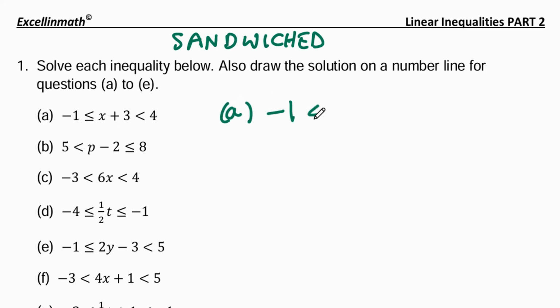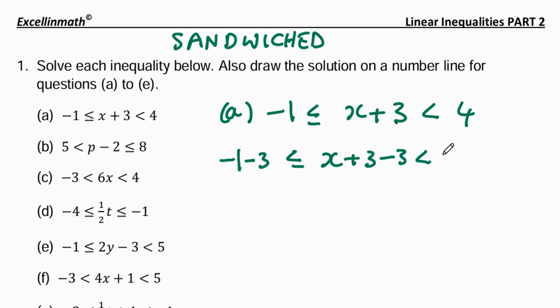So let's look at A. Just like with linear equations, we always first get rid of what we're adding or subtracting. In this case, we are adding 3 to x, and we want to get rid of this 3 here. So we subtract through by 3. So minus 1 minus 3, then x plus 3 minus 3, and 4 minus 3. Now we can see that these 3's will cancel, and we've managed to isolate x in the middle. Negative 1 minus 3 is negative 4. 4 minus 3 is 1.